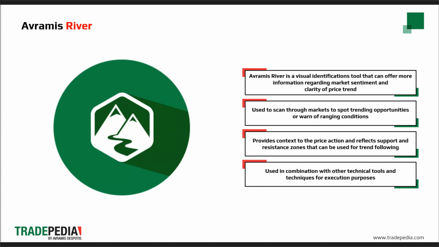So the river indicator should be used in combination with other tools, obviously. You can never use a single confluence to say what is wrong or what is right. So you need to use probably support and resistance, or other things such as a trend line or an indicator, maybe stochastics or RSI, together with this Avramis River to confirm your positions.